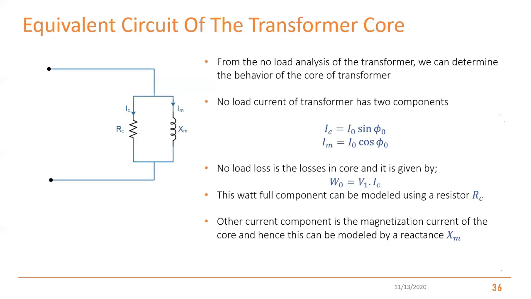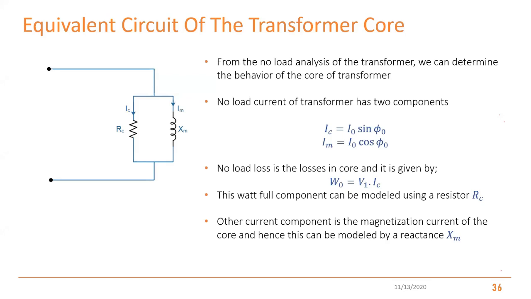Okay, so now first let's consider the core again. As we know, when we analyze the core, we identify that there are two components of current. One is to magnetize the core. The sole task of that current IM is to produce the magnetic field in the core.